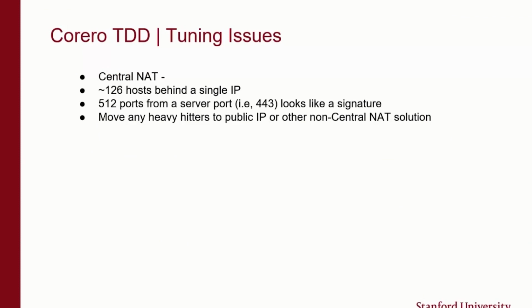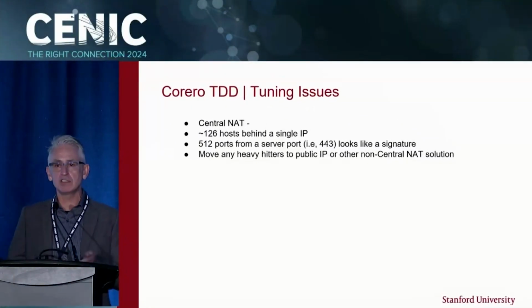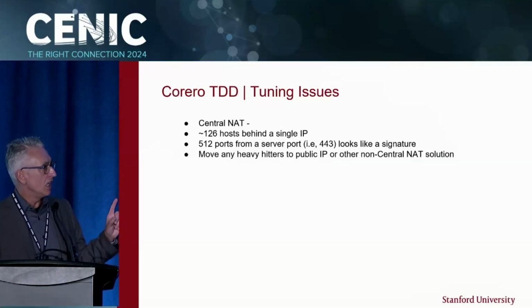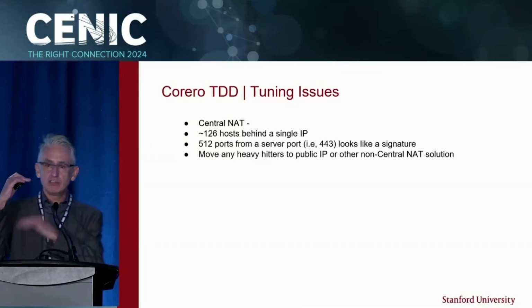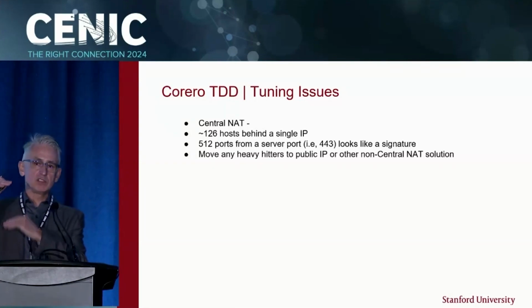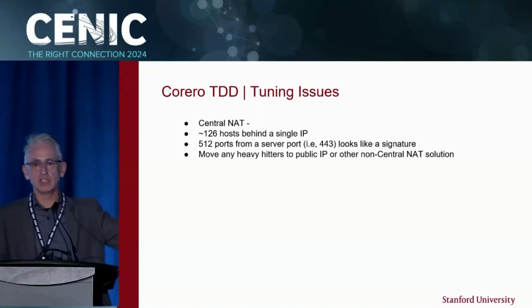Okay, so central NAT. That's one of the biggest things that has triggered Corero over the past year or 2 years. And the reason for this is because the way we have our central NAT set up is we policy route people that need netting to some central places. And what we do is we stick behind a single IP address about 126 hosts. And each of those hosts gets a port block of 512 ports. So when those 512 ports are talking out to the internet to a single port, this looks like a signature on the Corero.